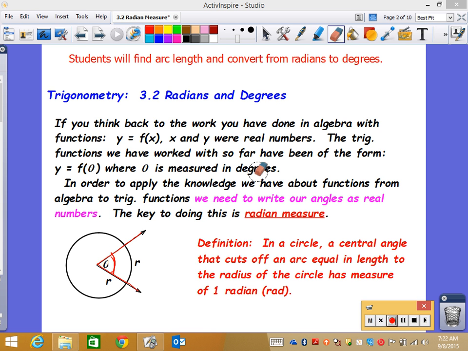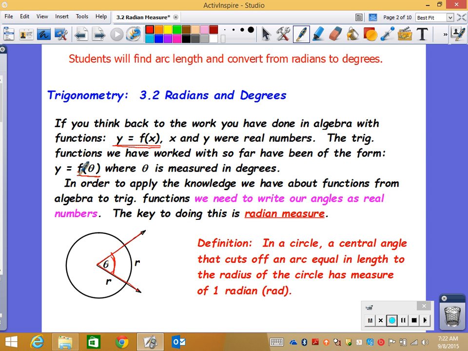Alright class, today we're going to be talking about radians in section 3.2. So if we think back to algebra, we dealt with functions in terms of f of x, where x was my variable, y was the output, where x and y were both real numbers. However, when we deal with trig functions, things get a little trickier because we have functions like sine of theta or cosine of theta. All of our functions are measured in degrees, which can be a problem.